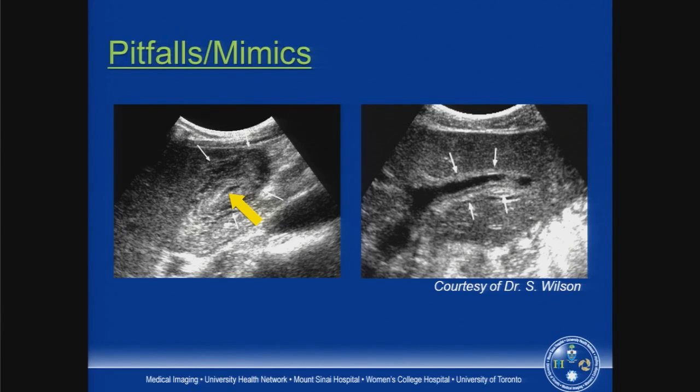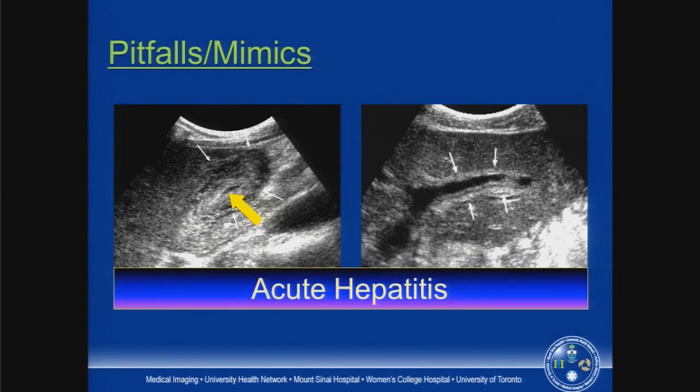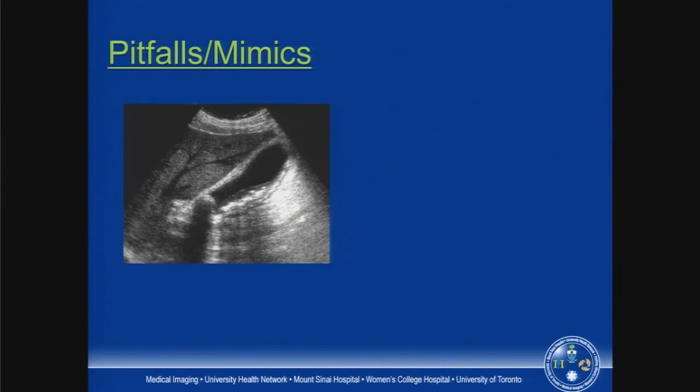And when you look at the liver, there's increased echogenicity in the periportal triads. And of course, know your patient. Speak to the patient, look at the chart. The transaminases are up in the air. So this patient has acute hepatitis with secondary thickening of the gallbladder wall.